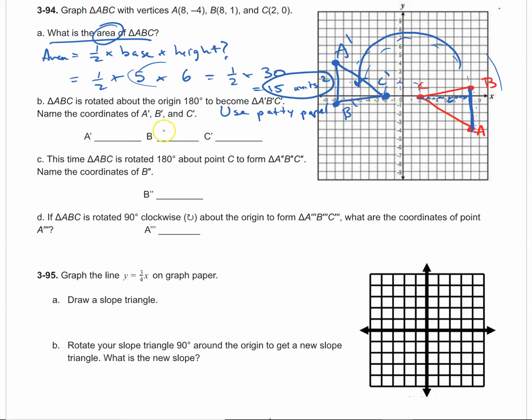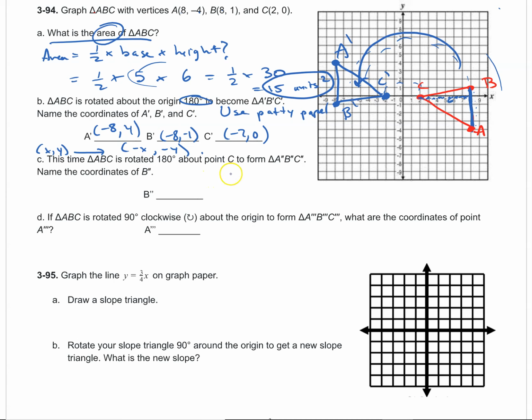Okay, so C prime is -2, 0. B prime is -8, -1. And then A prime is -8, 4. So you can see in comparison to the original, X changed signs and Y changed signs. So the shortcut for this one is X, Y goes to -X, -Y. That's a shortcut for 180 degree rotation.